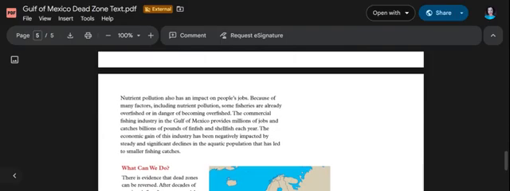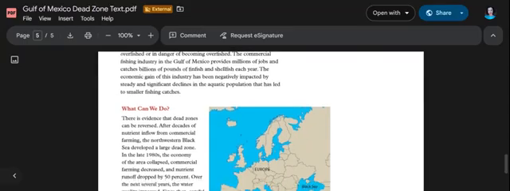Nutrient pollution also has an impact on people's jobs. Because of many factors, including nutrient pollution, some fisheries are already overfished or in danger of becoming overfished. The commercial fishing industry in the Gulf of Mexico provides millions of jobs and catches billions of pounds of finfish and shellfish each year. The economic gain of this industry has been negatively impacted by steady and significant declines in the aquatic population that has led to smaller fishing catches.